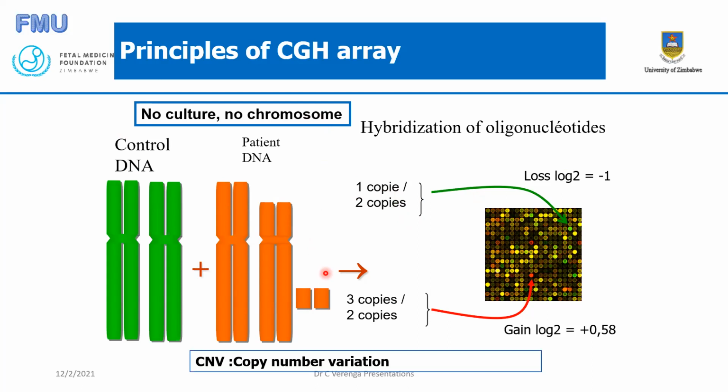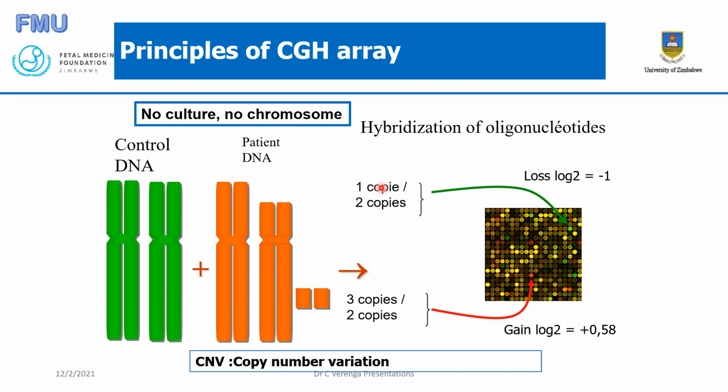But the report will clearly state the region on the chromosomes which is either duplicated or deleted, and this is how the process works. So it is this difference in colors that is read by a laser machine, then interpreted as copy number variants of non-significance or significance and so forth.